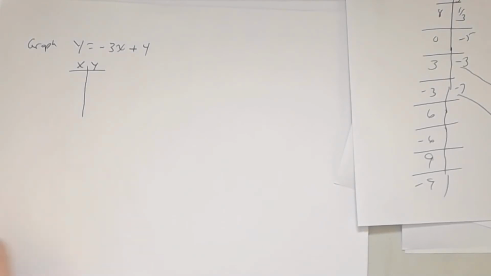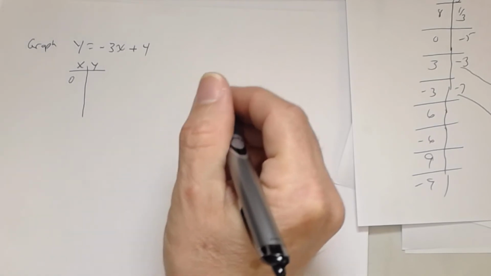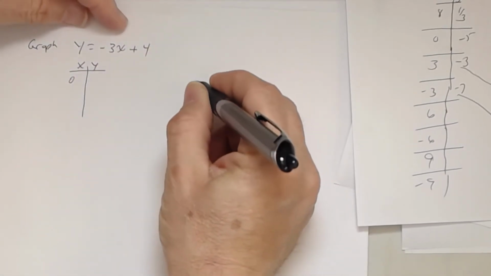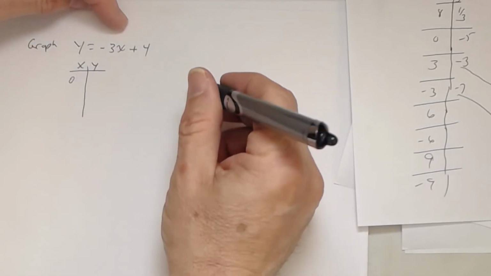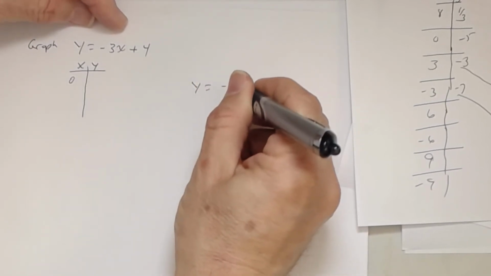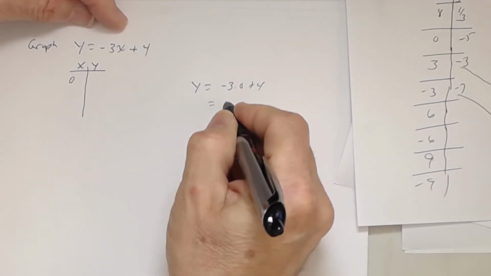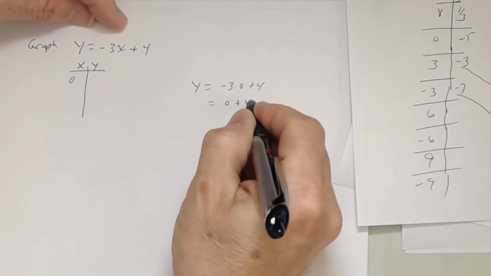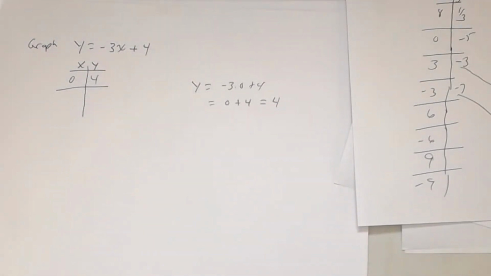2. Yes, but I was hoping someone would say 0. 0 is always the easiest one to use. If we have a choice, always choose 0. In fact, when we get to graphing by intercepts, 0 is going to be one of them. So y equals negative 3 times 0 plus 4. So what's my y coordinate? 4. All right, so I would plot the point 0, 4.